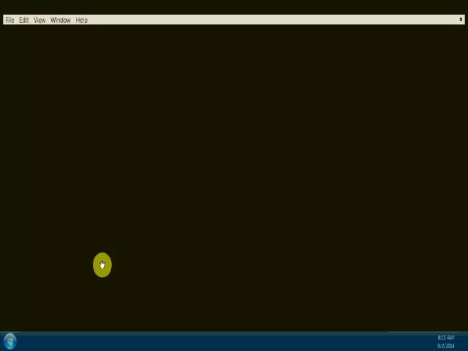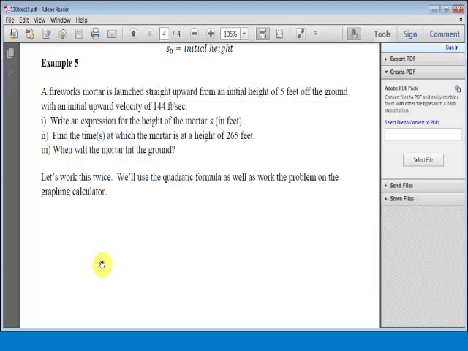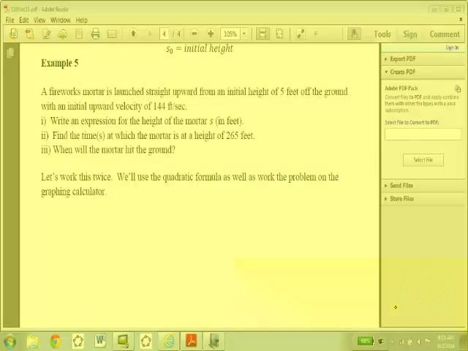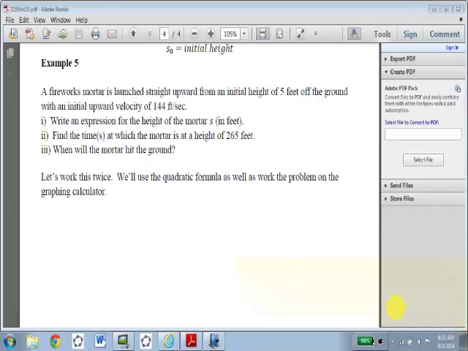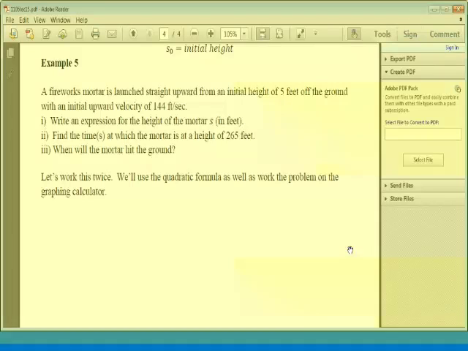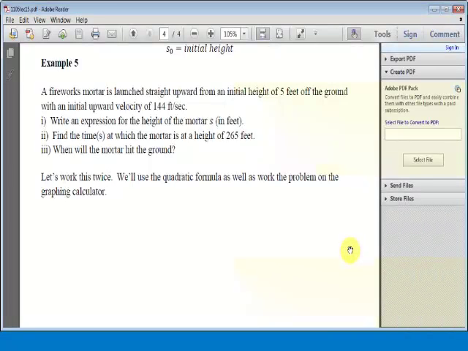A fireworks mortar is launched straight upward from an initial height of 5 feet off the ground with an initial upward velocity of 144 feet per second. Write an expression for the height of the mortar. We'll denote the height by S. We could use H, but S works well enough. Find the time at which the mortar is at a height of 265 feet.